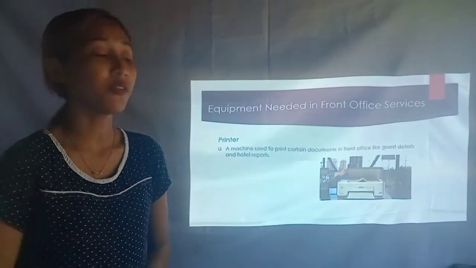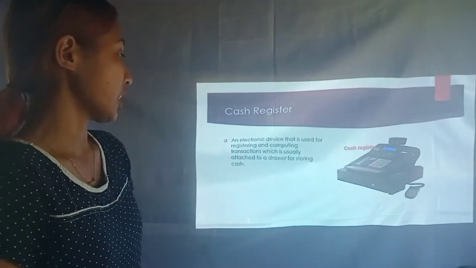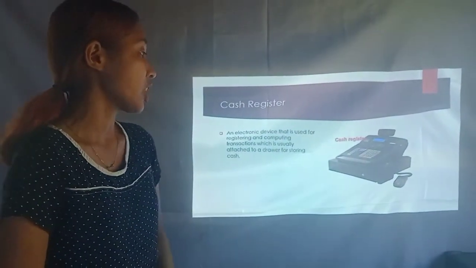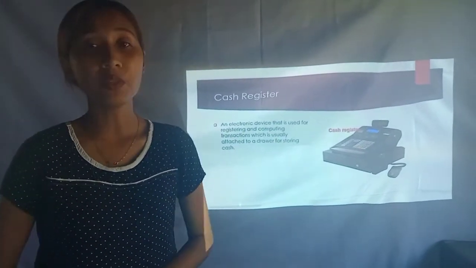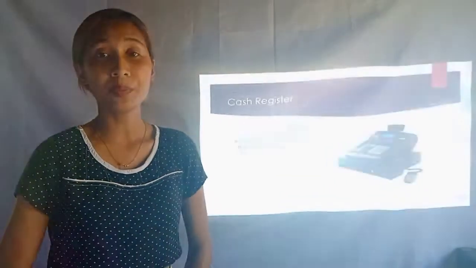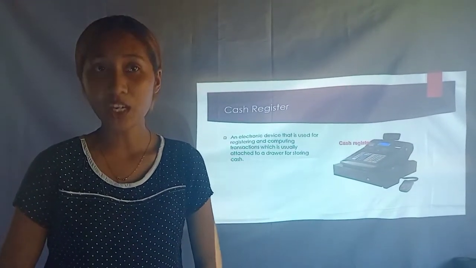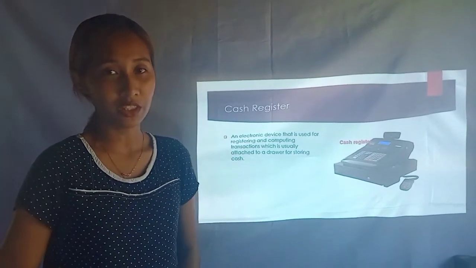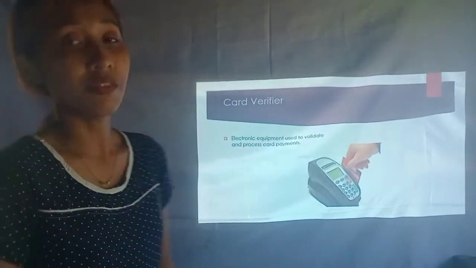Next, we have here the cash register. A cash register is an electronic device that is used for registering and computing transactions, which is usually attached to a drawer for storing cash. It is all familiar to us. To use a cash register, set up your cash register and plug it in. Then, install the batteries, install the receipt paper, unlock the drawer, and turn the cash register on. Program your cash register.